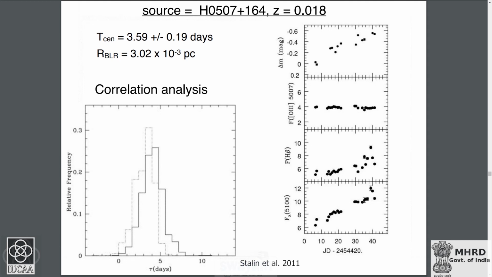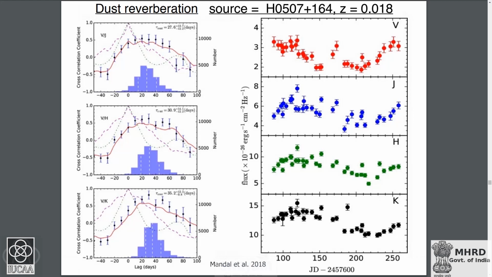So, once we know the delay, we can estimate the size of the broad line region simply by light travel time arguments, which is nothing but the size must be less than c times the time delay. If you apply this simple thing, we find that the size of the broad line region is of the order of 0.003 parsecs.